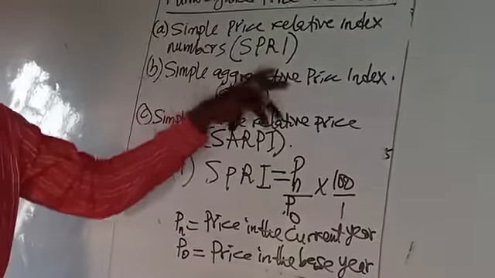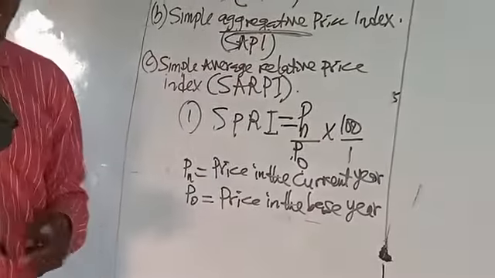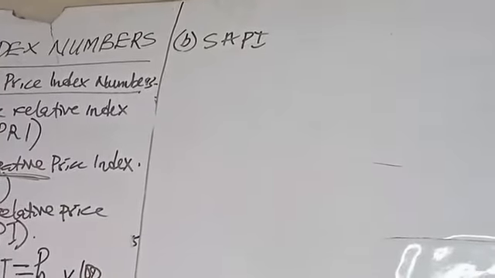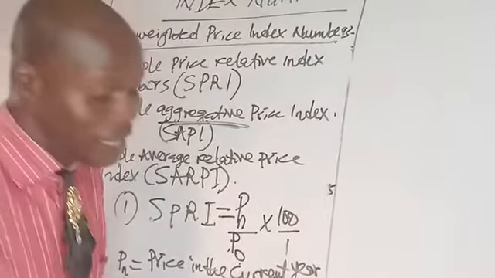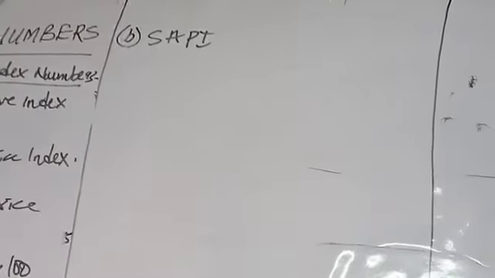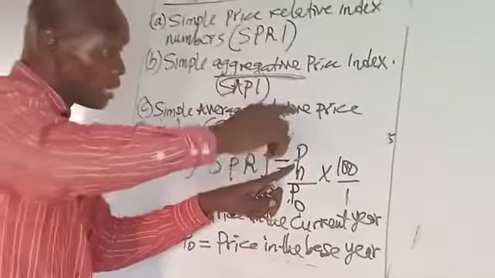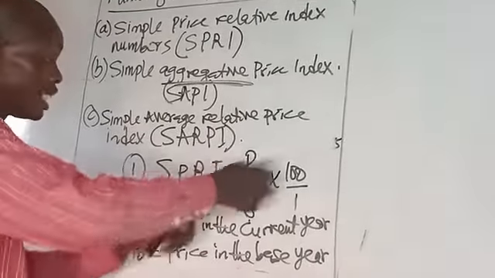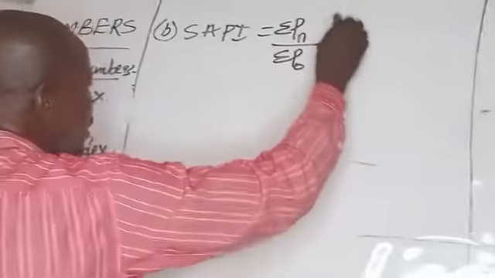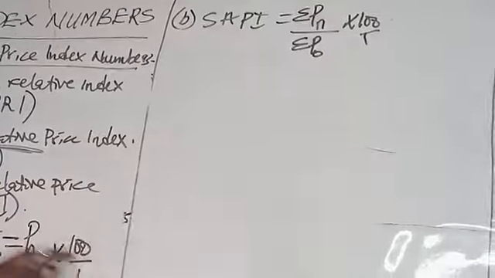Then number two is simple aggregative price index, SAPI. As the name implies, aggregative, aggregate from the word sum. I've told you that aggregate means sum, total. That means we mean the sum of the price, that is the total price in the current year over the total price of the same commodity in the base year. The only difference is the symbol sigma, the Greek letter, which means sum of the price in the current year over sum of the price in the base year times 100. That is the formula for simple aggregative price index.